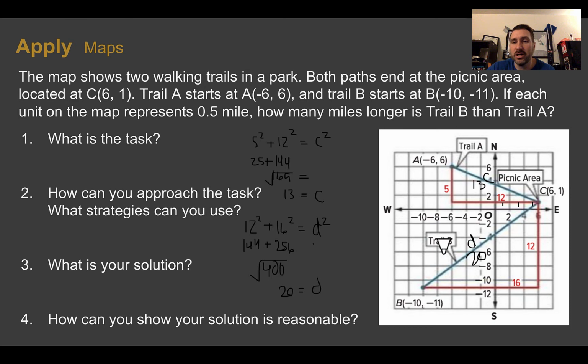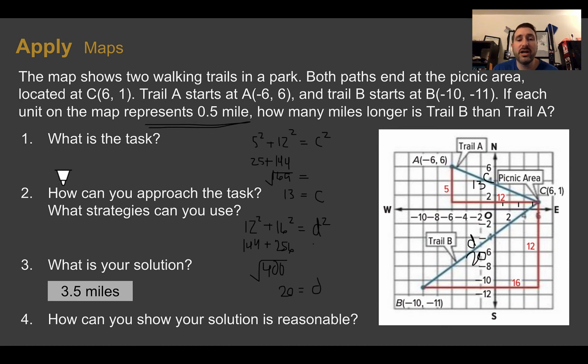So how much longer? You might be tempted to say, well, if A was 13 and B was 20, it should be 7 miles longer. But remember, each unit represents half of a mile. So if it was 7 miles on here and each unit is half, then we have to take half of that. So half of 7 is 3.5. So 3.5 miles, that is how much longer B is compared to A.